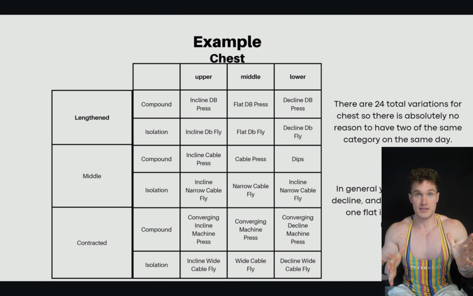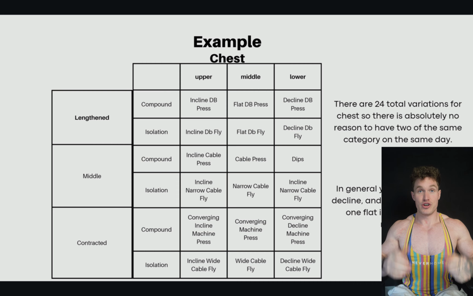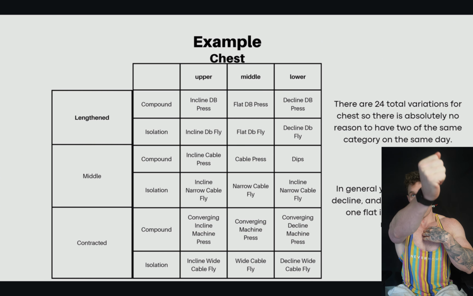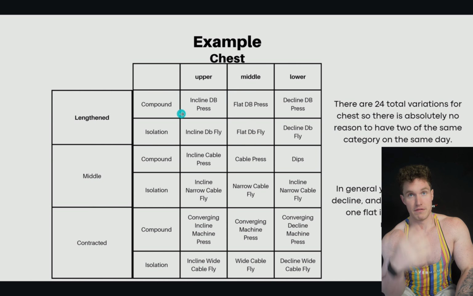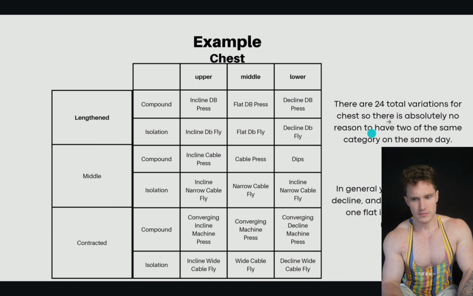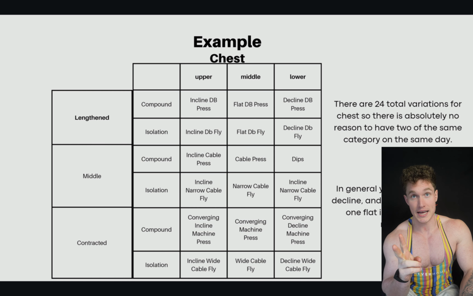For example, if we take the chest, you can load it heavier in the lengthened position, in the mid, or in the contracted, and you can do that for each of the portions of upper, middle, and lower. And in each of those, you're going to have some kind of different exercise that's going to target that. There's 24 different variations, so there's absolutely no reason that you do 2 flat presses that are loaded in the mid-range on the same body day.